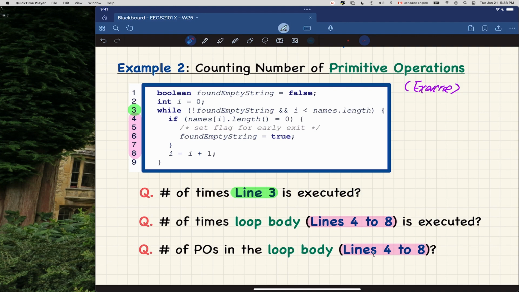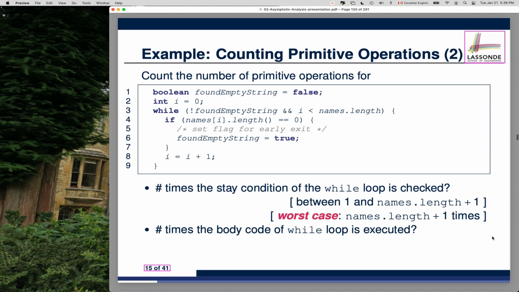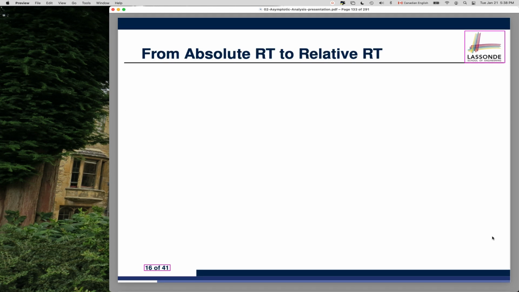All right, let's now move on. And I would like to start with a very important idea today, right at the front. We talk about running time, and we talk about how you can calculate the precise number of primitive operations.